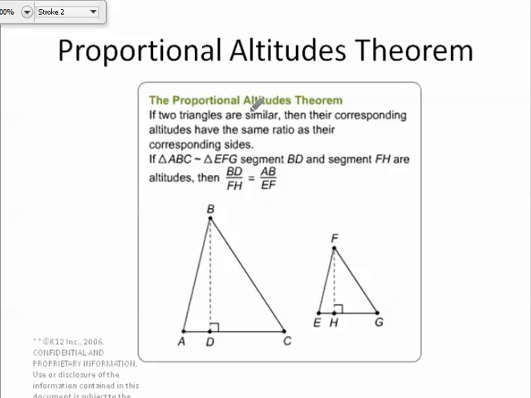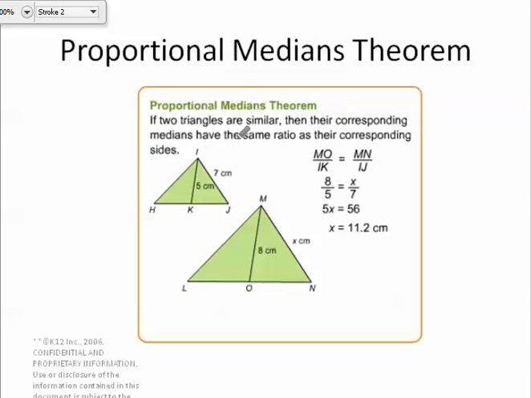This one is dealing with altitudes. Altitudes are going from the vertex down to the side, making a 90-degree angle. And they're telling you that the altitudes are in the same proportion as the sides are in proportion to each other in similar triangles. So just looking at that, that's a little help.